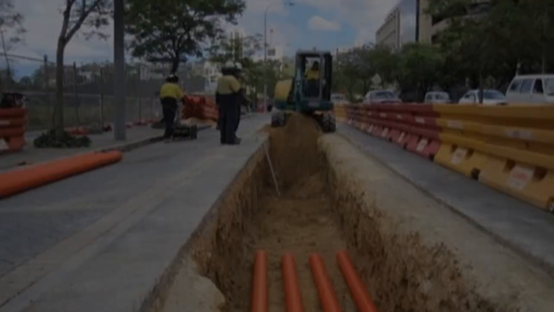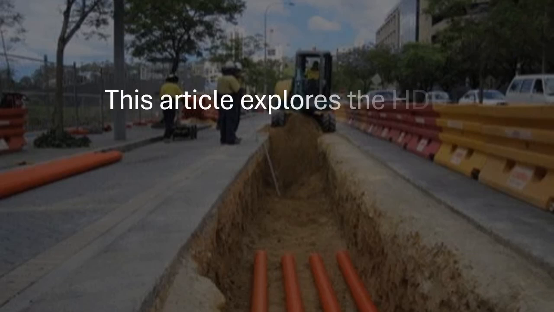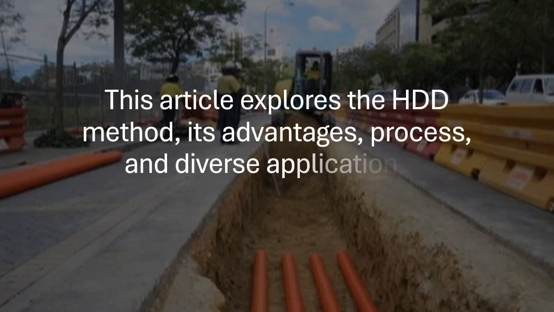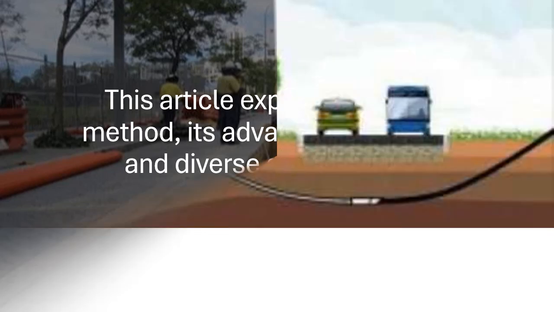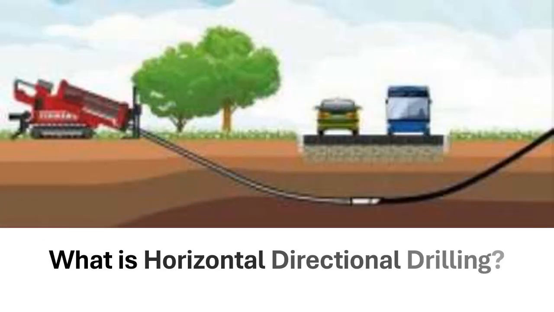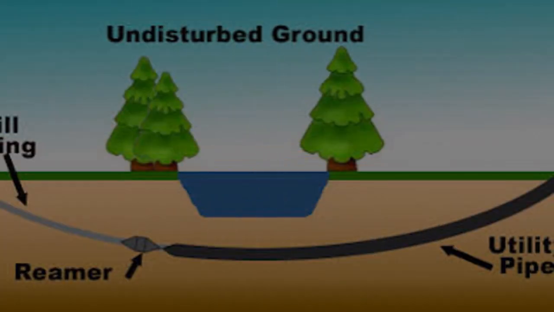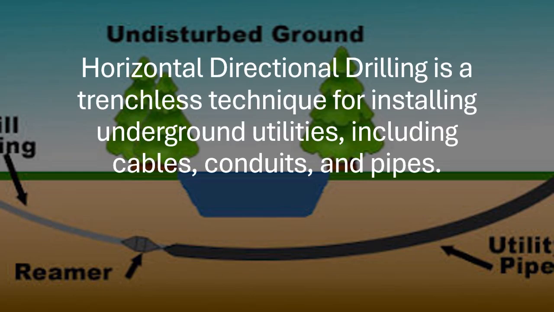This article explores the HDD method, its advantages, process, and diverse applications. What is horizontal directional drilling? Horizontal directional drilling is a trenchless technique for installing underground utilities, including cables, conduits, and pipes.